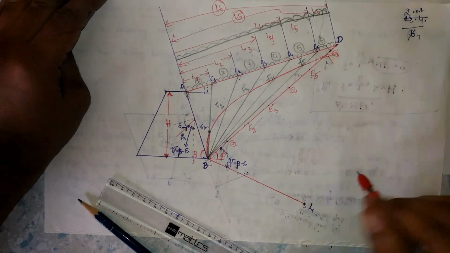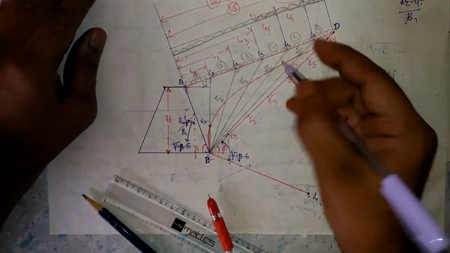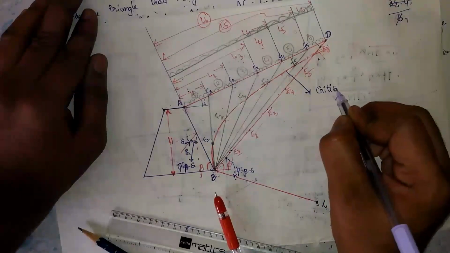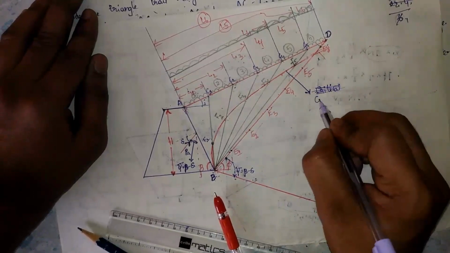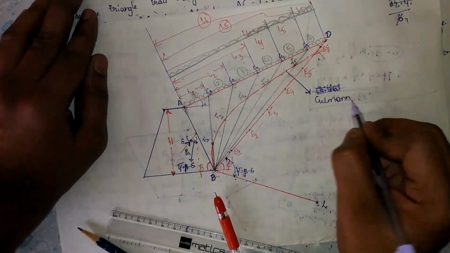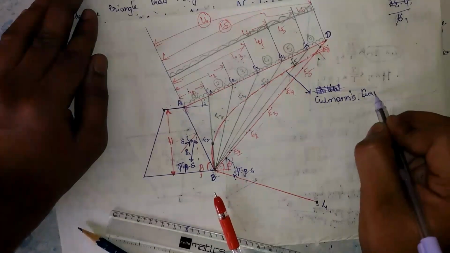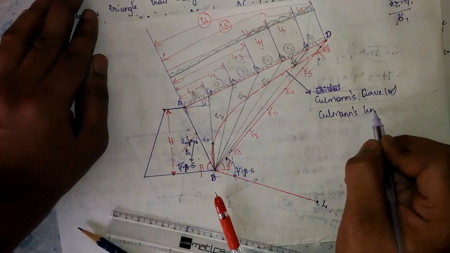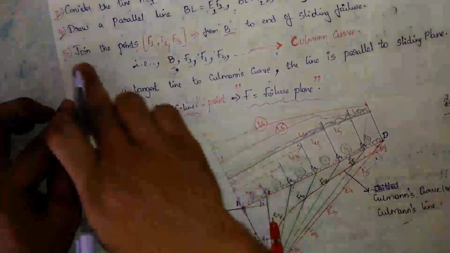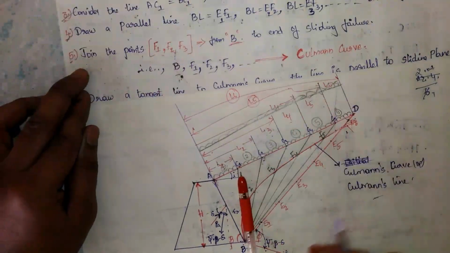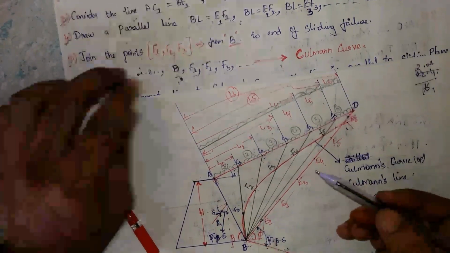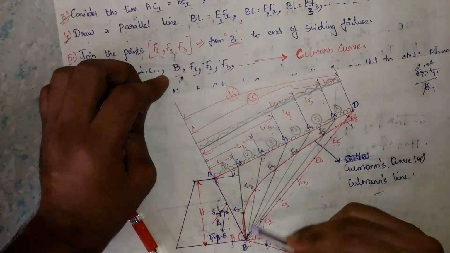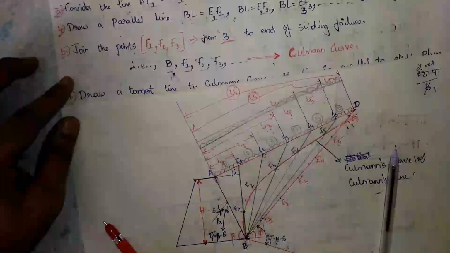So this line is a critical, sorry, this line is a Culmann's curve. This line is a Culmann's curve, or called a Culmann's line. So this is point 5. Join the points from B, F1, F2, F3, F4, F5, F6. So this line or this curve is called a Culmann's curve. Okay, so this is the fifth point.